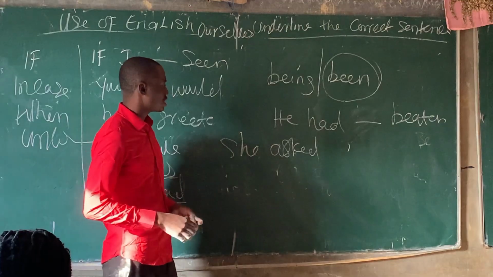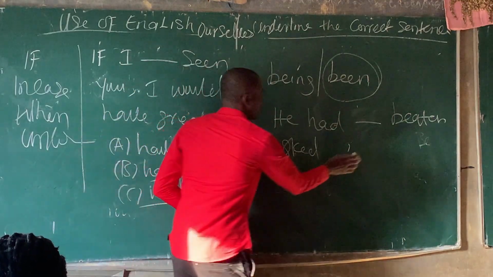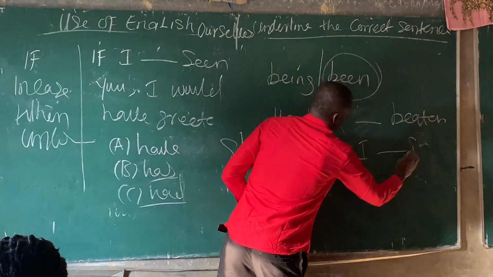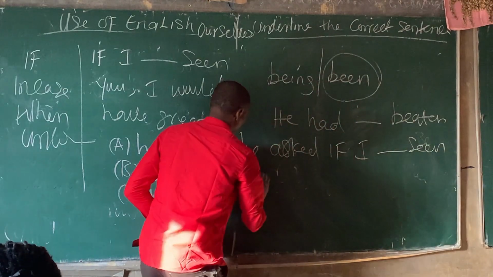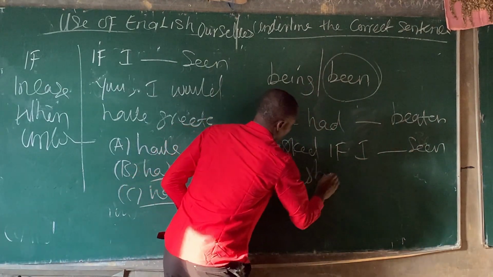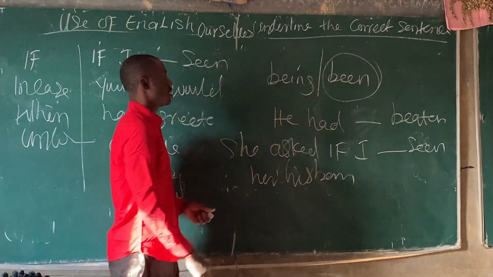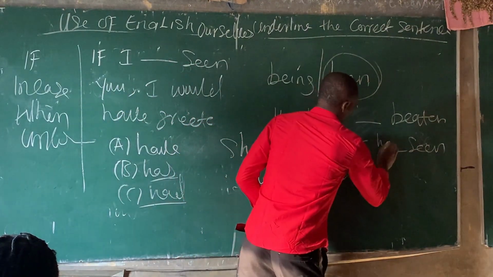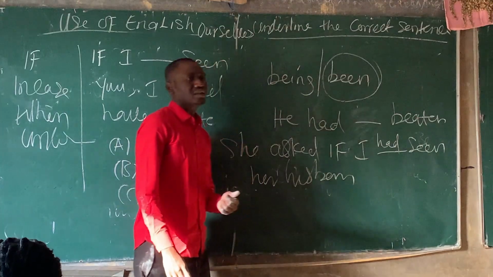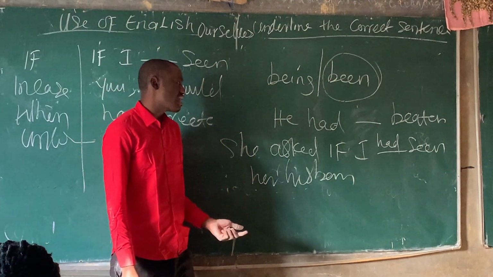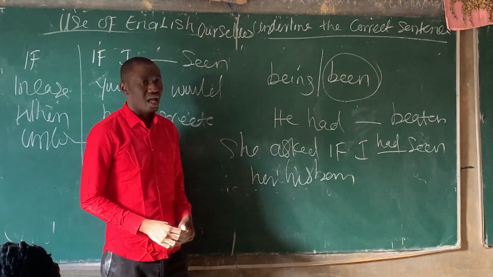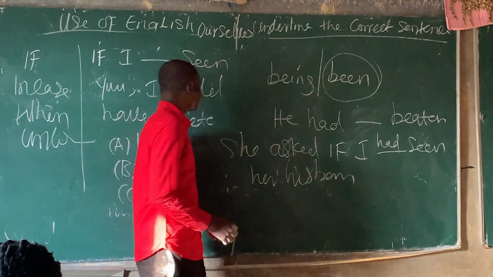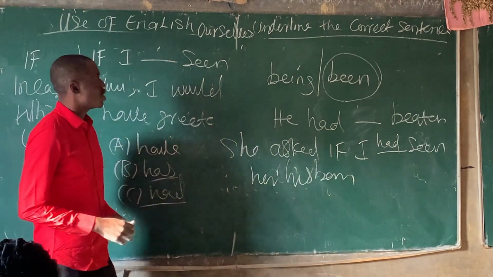Let's give a report speech. She asked if I dash seen her husband. What was it there? She asked if I had seen her husband. Not if I have seen her husband. You know what the report speech is? Okay. Now, I think that's all on the rules.